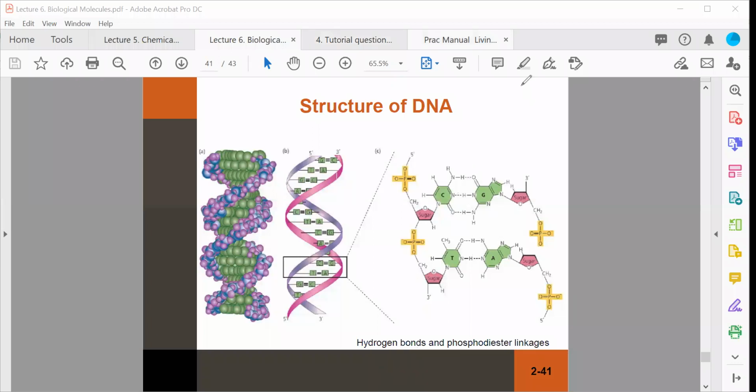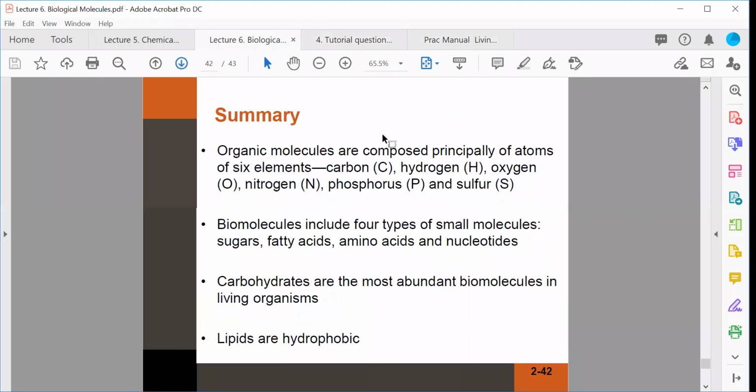So let me clear that. And we have completed tonight's lecture. So in summary, organic molecules are composed principally of atoms of 6 elements: carbon, hydrogen, oxygen, nitrogen, phosphorus and sulfur.